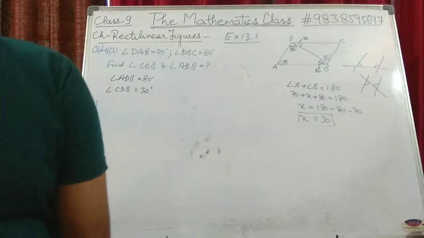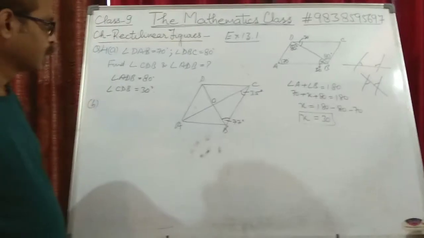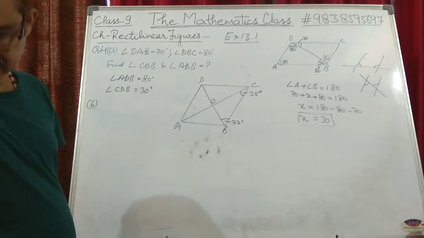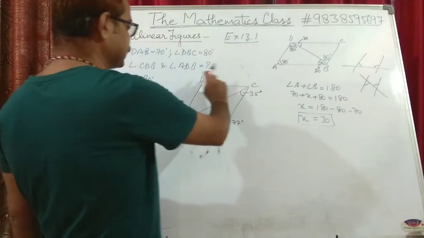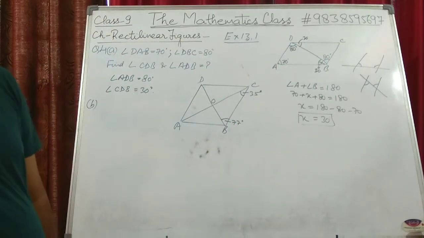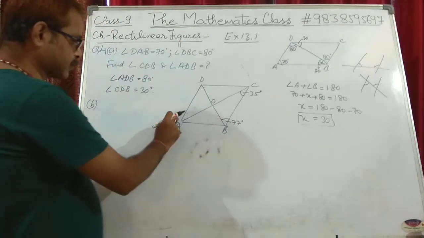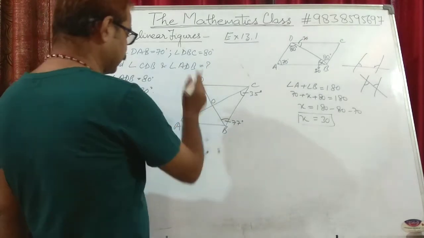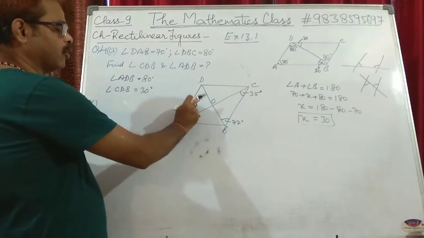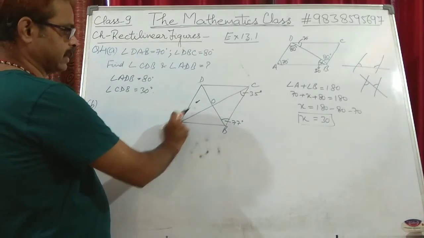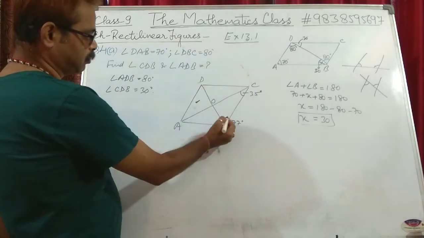Now in the second part they say in figure 2 given below, ABCD is a parallelogram. Again ABCD is a parallelogram given. Find the angles of triangle AOD. You have to find the angles, angle A, angle O and angle D. This is the triangle they are considering. You have to find out the value of all the angles of this triangle, means angle A, angle O and angle D.